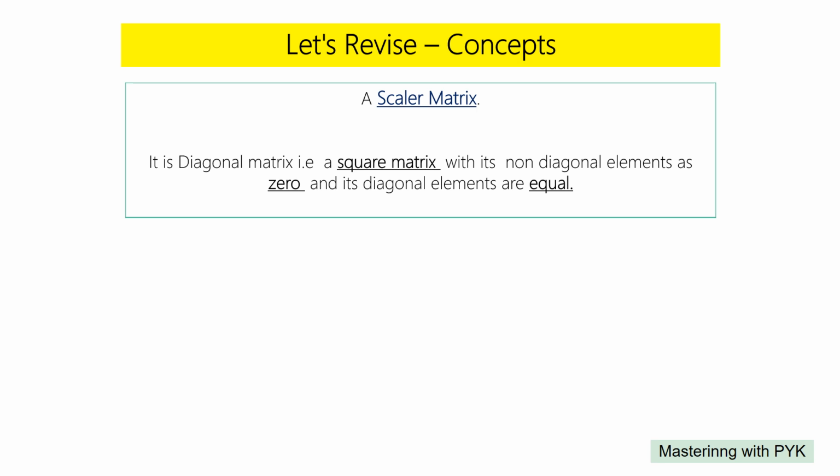A scalar matrix is a diagonal matrix which also has to be a square matrix. Its non-diagonal elements are 0 but its diagonal elements are equal. So a unit matrix is also a scalar matrix with value 1.